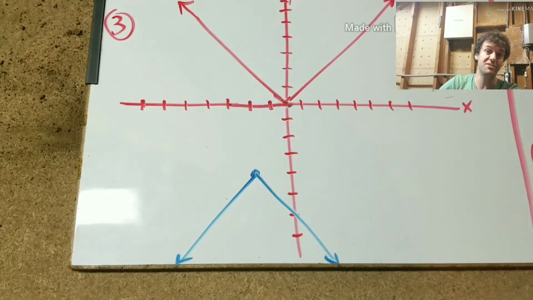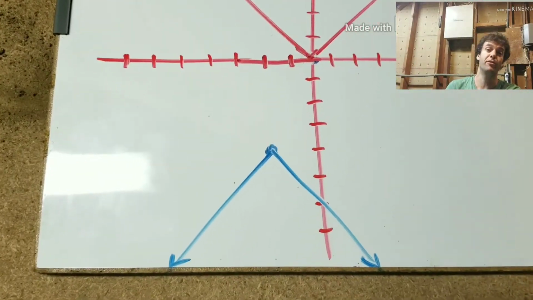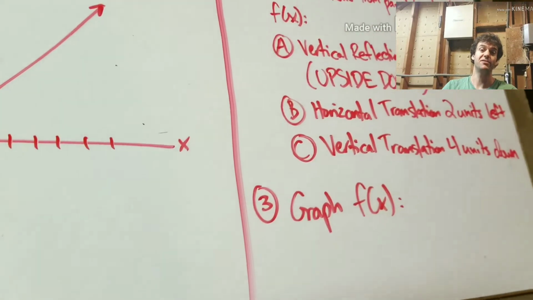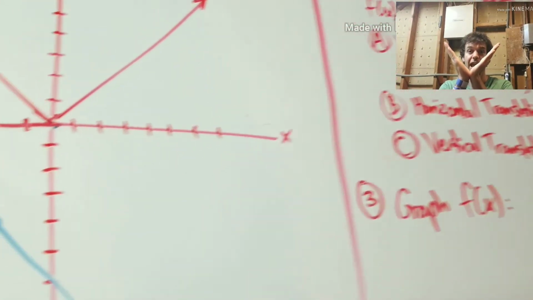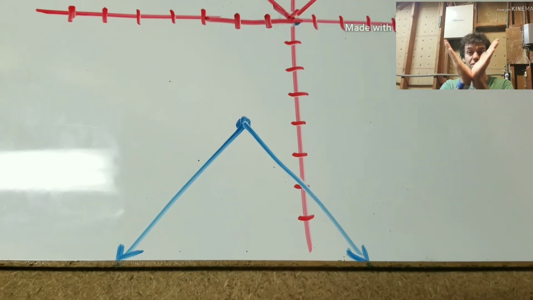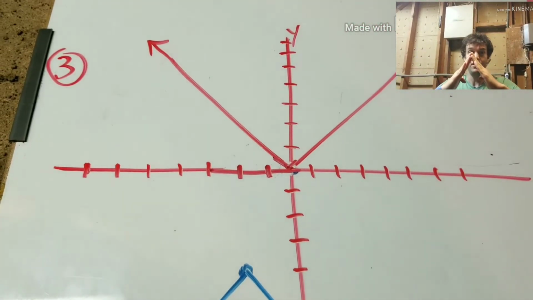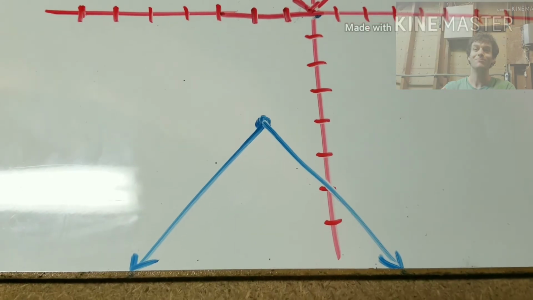And as you can see in this big final graph with both the parent function and the f of x graph, you'll see the parent function looking nice and normal, and the guy we want, upside down, left 2, down 4.